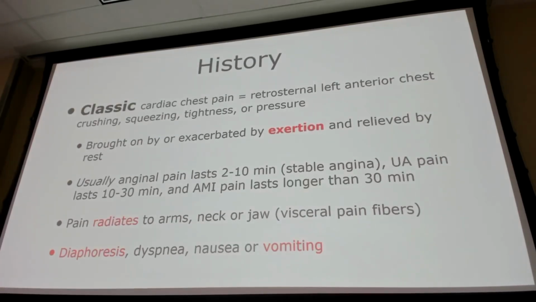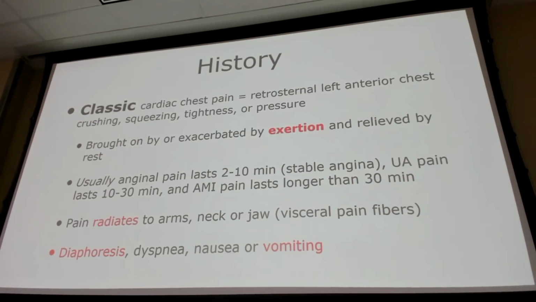All right, so what's our classic history for acute coronary syndrome? They have some sort of chest pain. They usually describe it as crushing, an elephant sitting on my chest. They might describe it as pressure, tightness. You can hear a lot of different descriptions of it. A lot of times it'll have some exertional component. They were walking, going upstairs, and then it could be relieved by rest.